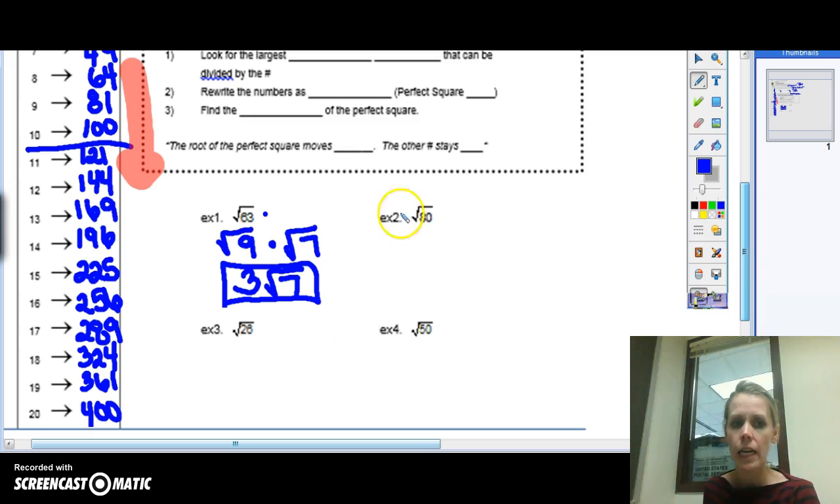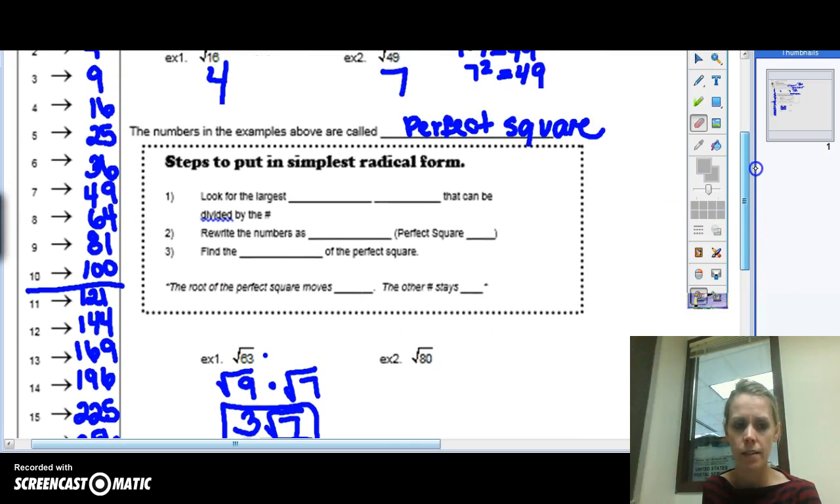Okay, let's do another one. 80, I'm going to look at my perfect square list and see if 80 is a perfect square. Don't think it is. It is not. I don't see it on my list. So I have to find the biggest perfect square I can divide by 80. So it can't be bigger than 80. So all of these past 81 can't work. It has to start with 64.